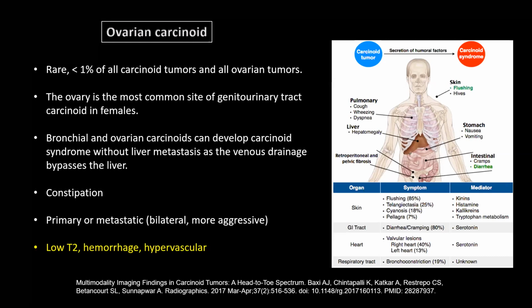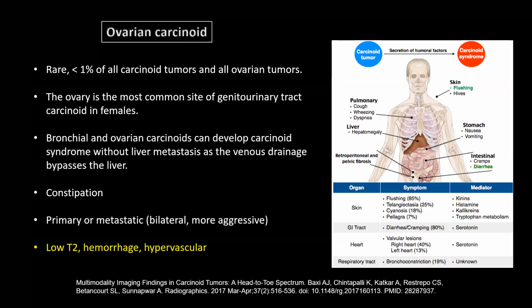The carcinoid syndrome affects multiple organ systems. It involves the GI tract in the form of diarrhea, the skin in the form of flushing, and it involves also the heart, mainly the right side of the heart, with tricuspid regurg and pulmonary stenosis. Sometimes ovarian carcinoids also cause constipation because they produce hormonal peptide. As we said, it could be primary or secondary metastatic. The metastatic carcinoid will be bilateral and more aggressive.